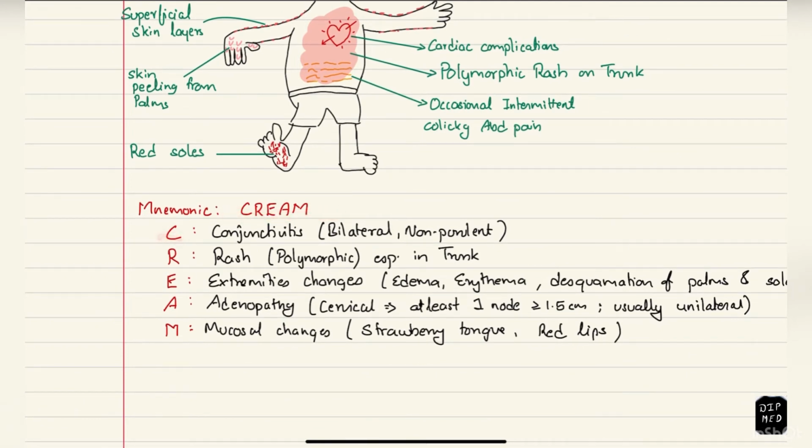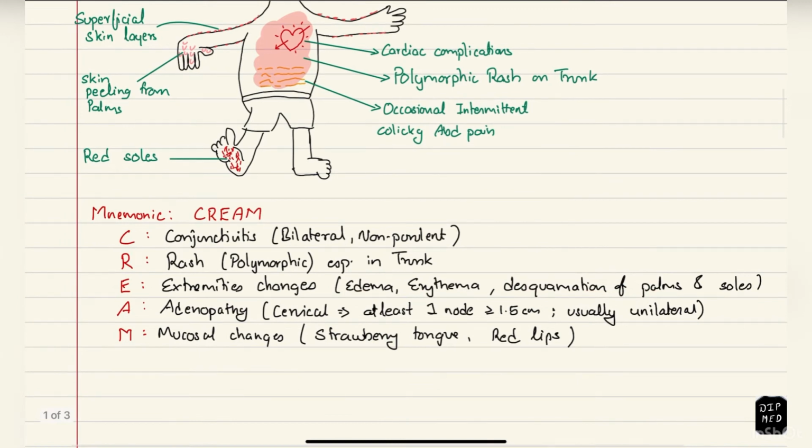If you still find this hard to remember, then I have a mnemonic, that is CREAM. C stands for conjunctivitis, which is bilateral and non-purulent. R is for rashes, that is polymorphic rashes, which are found especially in trunk areas. E stands for extremities changes like edema, erythema, desquamation of palms and soles. A is for adenopathy, where commonly cervical lymph nodes are involved, and we know this when at least one lymph node is more than or equal to 1.5 centimeter, and this is usually unilateral. M stands for mucosal changes like strawberry tongue and red lips.